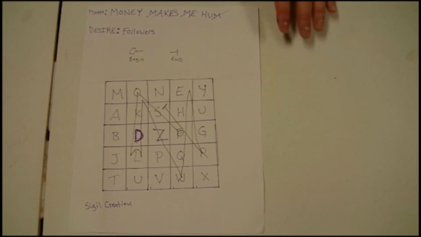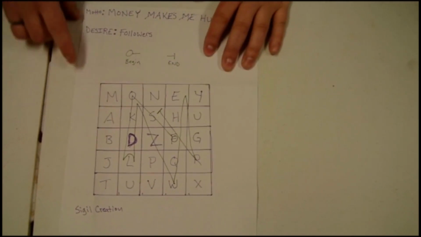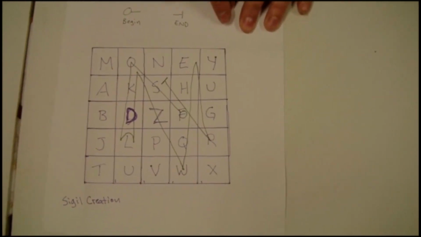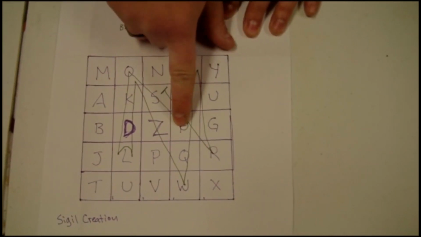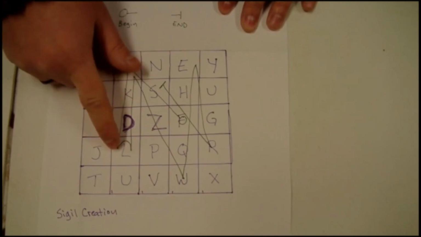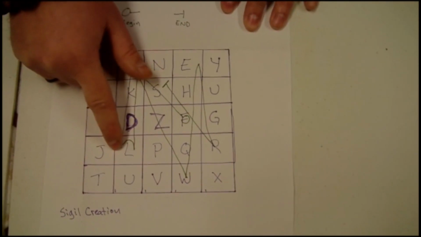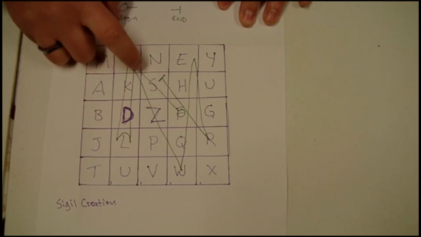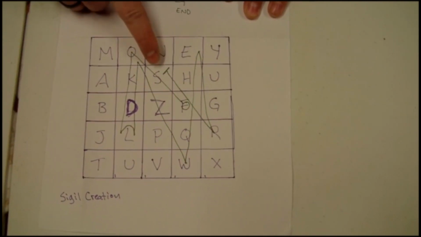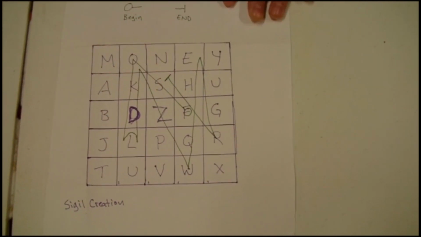So as you can see here, we've started with followers. So you come down here to the F and you can see the little circle, and it comes and the double L, so you make a little loop just denoting that that's a double word. And then you come up and you finish with the S. So we've got a line there.